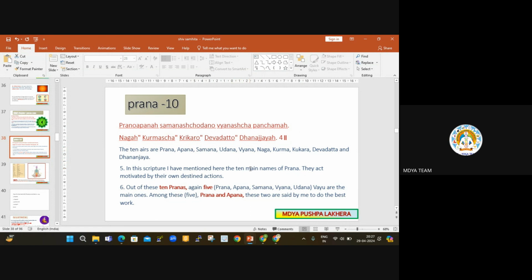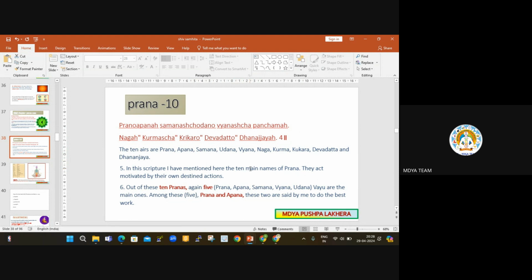And where is samana? In the navel region, digestion. And where is apana? The anus. And where is vyana? Vyana is present all over the body.